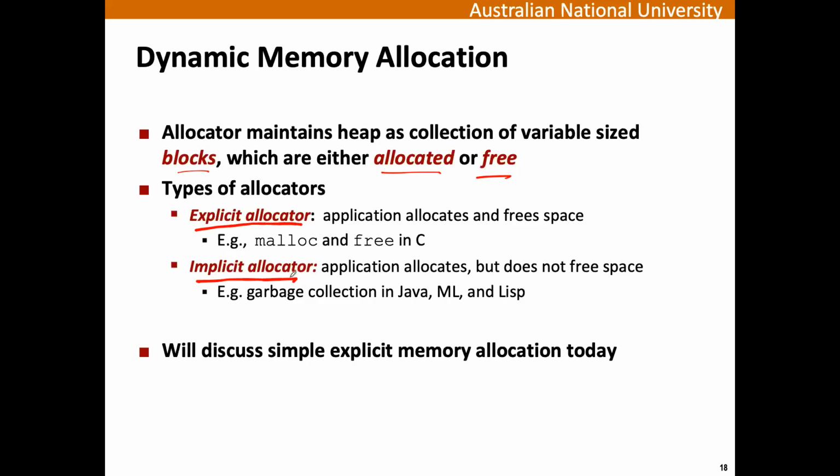Explicit and implicit are used in many places in computer science, so don't confuse them with explicit list or implicit list. An explicit allocator is where the programmer is responsible for both allocating and deallocating, or freeing, virtual memory. It is called explicit because the programmer is explicitly responsible for freeing any allocated memory.